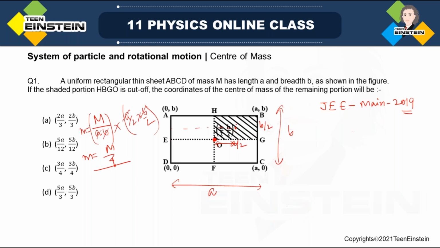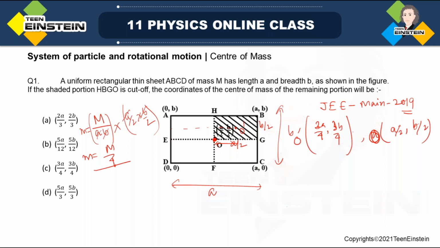So here for the chopped portion, the center of mass coordinates are 3a by 4 and 3b by 4. Let us say this is O prime. So O prime has this coordinate, and O had coordinate a by 2 and b by 2. This was the original coordinate.